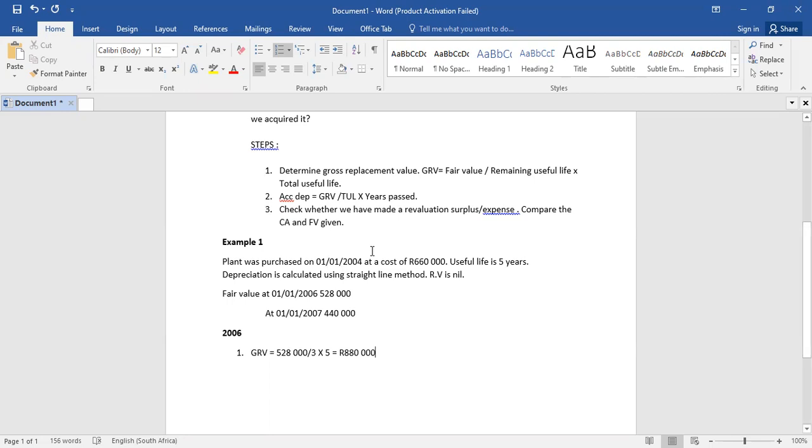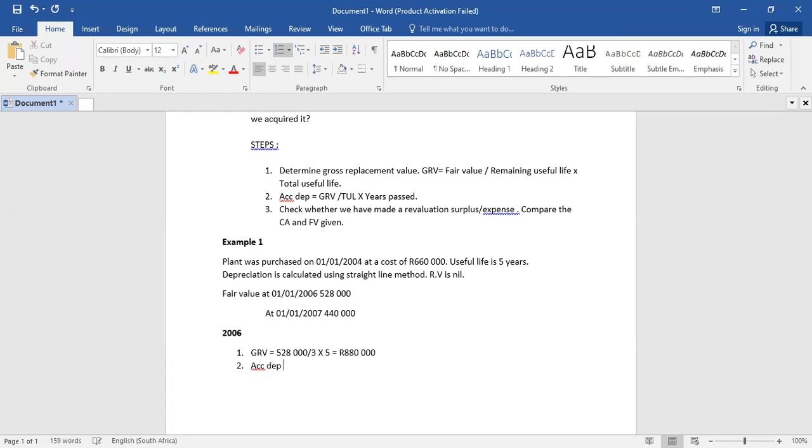Okay, shuthi i-assets lethu kahle kahle ngo-2004 kwakumele silithenge ngobani? Ngo-880,000. According to i-gross method sisho njalo. So the first step is to determine i-GRV. Our GRV is 880,000. Our second step is to calculate accumulated depreciation.